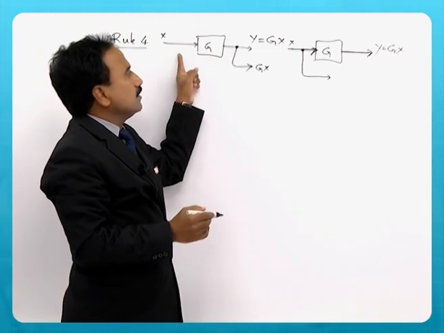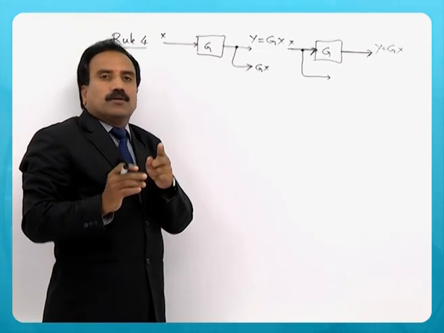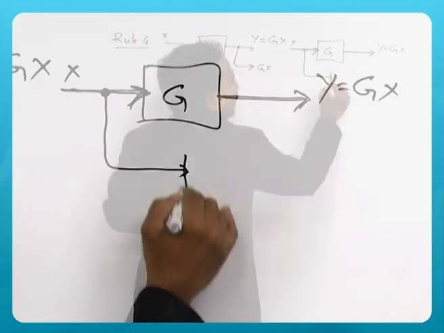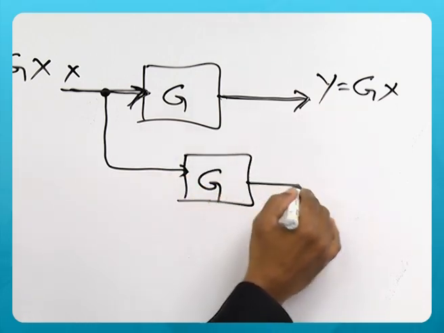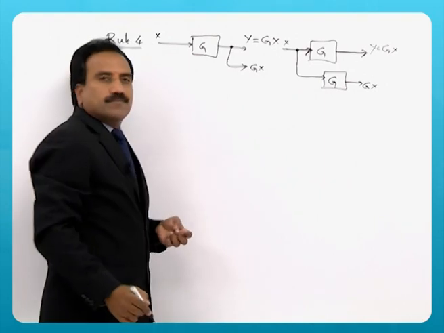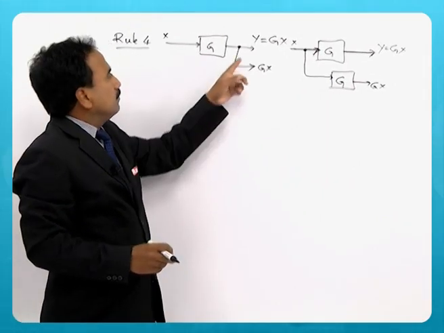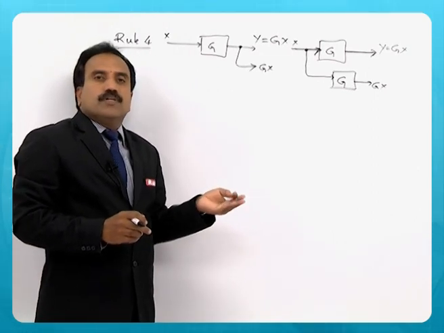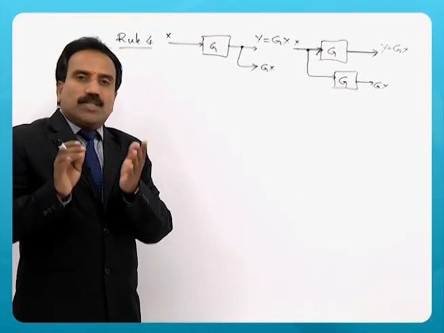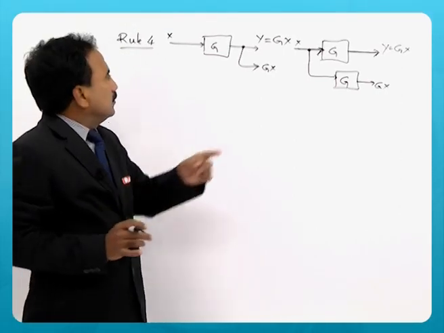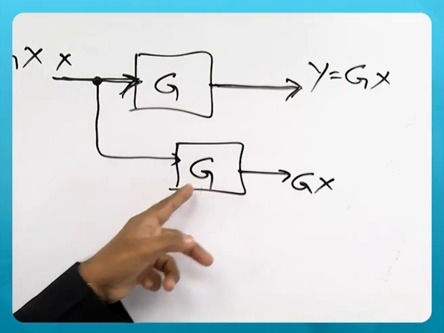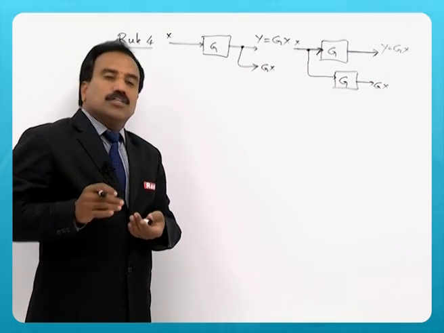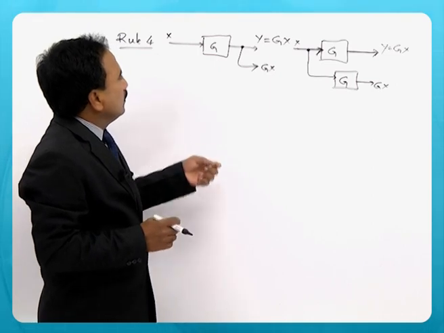I can shift the takeoff point, but the output of that particular takeoff point should remain the same. So I must add some other block here, G. So this output will be Gx. This is the result of shifting the takeoff point ahead of a block: it adds another block. It is for simplification of the given block diagram only, but shifting of the takeoff point will cause another block to be generated in the system, but still it helps in the reduction of the block diagram. We will see how. So this is the rule.